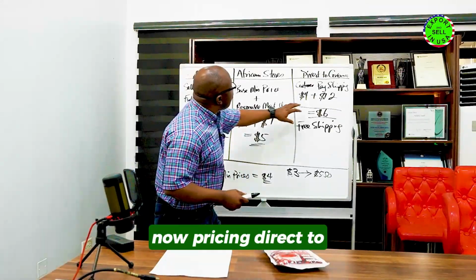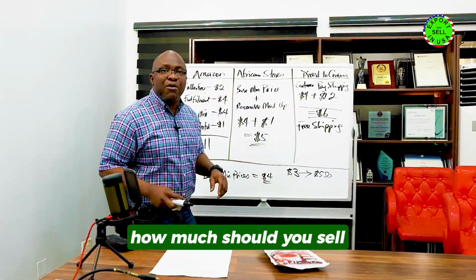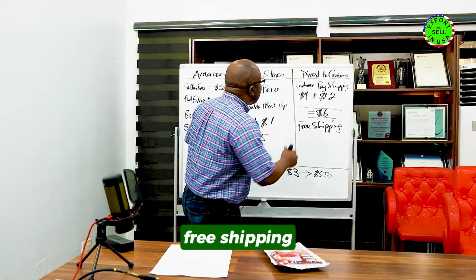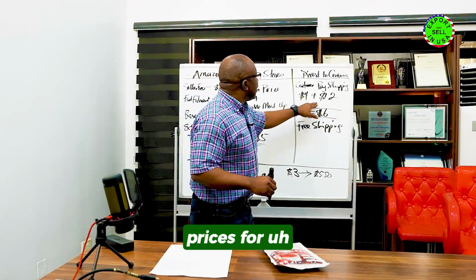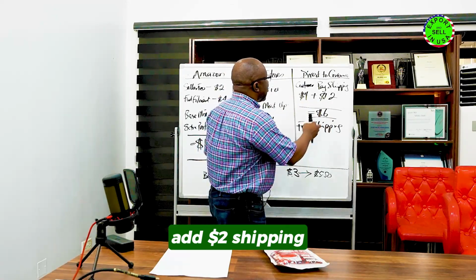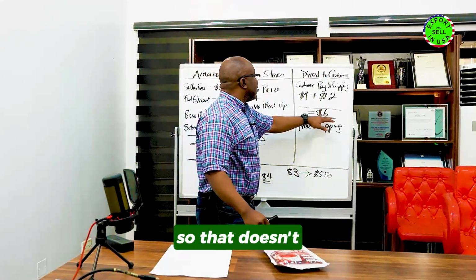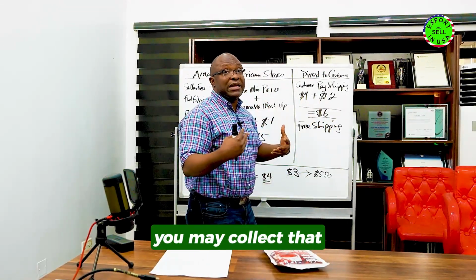So when you are now pricing direct to the customer, how much should you sell? Free shipping, your base minimum price is $4. You decide to add $2, and then the customer pays for shipping. So that doesn't really bother you, even though you may collect that shipping cost.